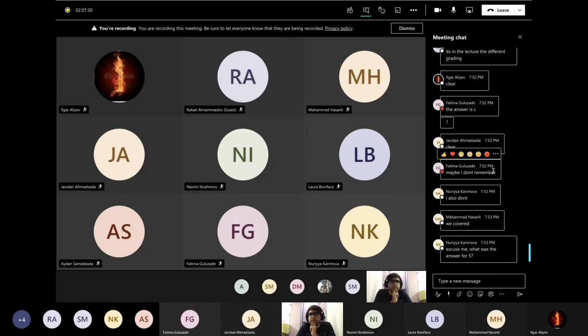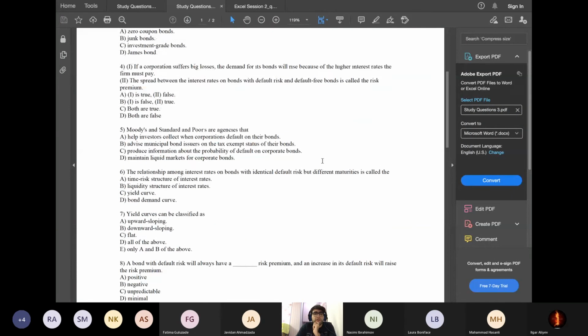Excuse me, what was the answer for the 5th one? C. Produce information about the probability of default on corporate bonds.